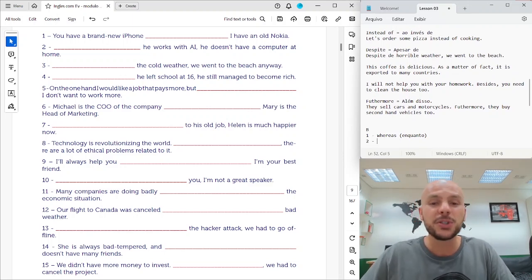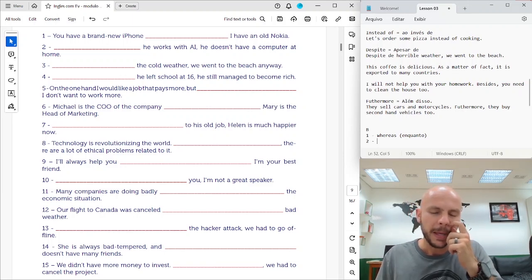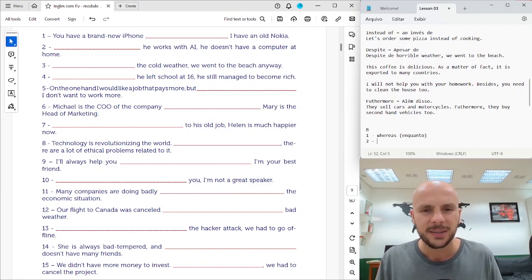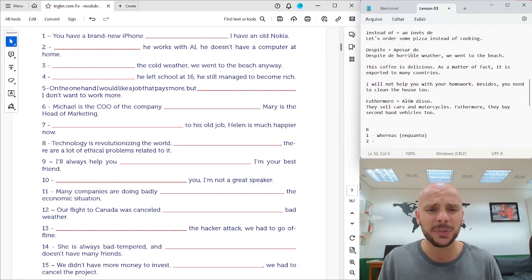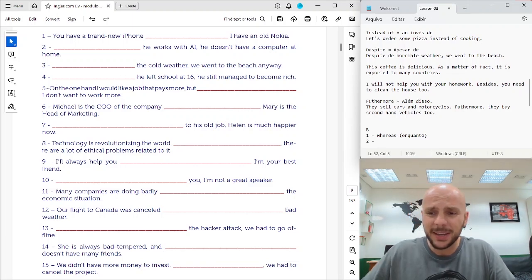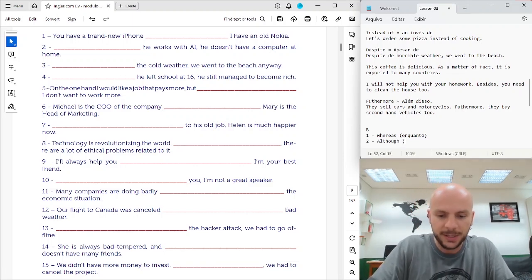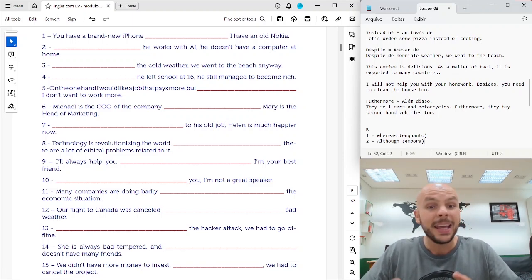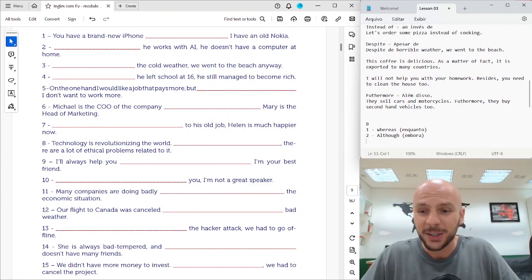Okay, so number 2. He works with AI. He doesn't have a computer at home. It seems contrary ideas, doesn't it? He works with AI, artificial intelligence. He doesn't have a computer at home. I would say although, right? So, although he works with AI, embora, okay? Embora he works with AI, he doesn't have a computer at home.